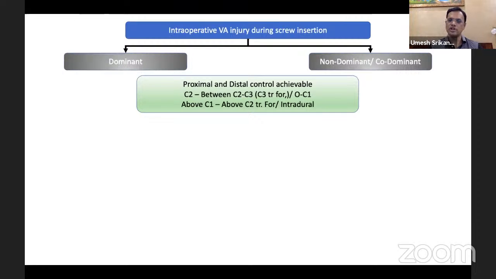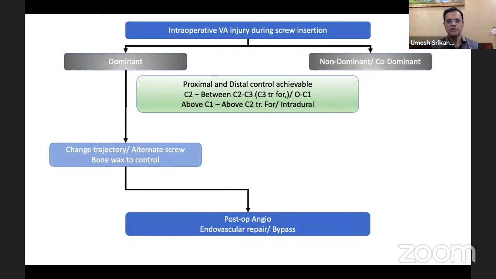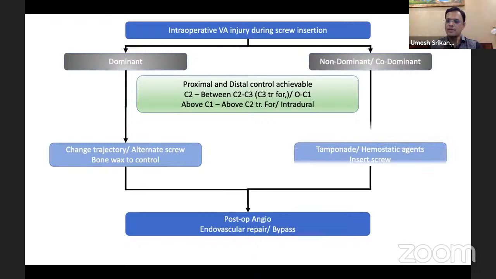Probably proximal or distal control is not very important to be achieved. If it is a dominant vertebral artery, then probably we will have to change the screw trajectory, or an alternate screw can be used, and use bone wax to control the bleeding. Of course, immediately post-operative angio has to be done, and endovascular repair or bypass has to be planned.